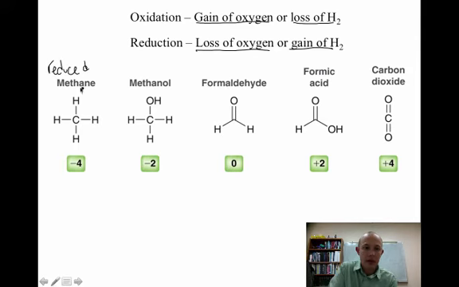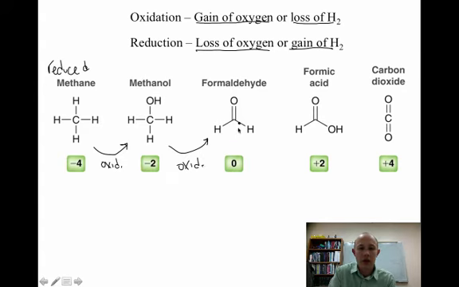of carbon is going to be methane, right? If we replace a hydrogen with an oxygen, we gained an oxygen. So in this direction, we oxidized. That's an oxidation, right? Now what we did was we removed two hydrogens, right? So when we go from methanol to formaldehyde, we took away this hydrogen from the molecule and we took away this hydrogen. So that's an oxidation.